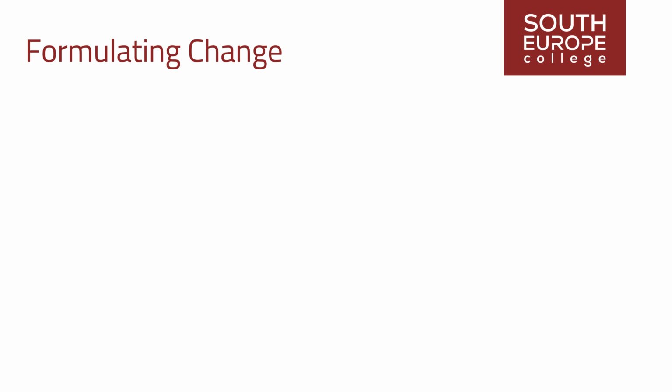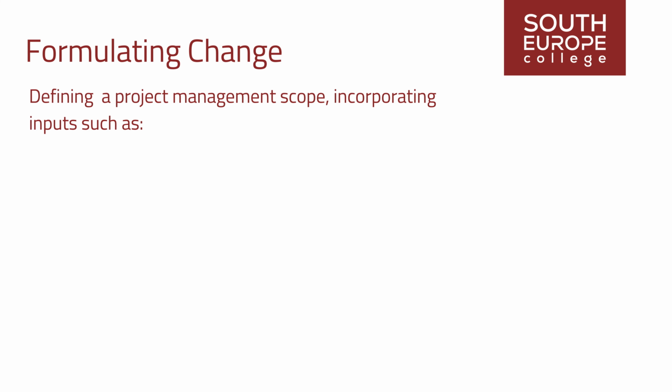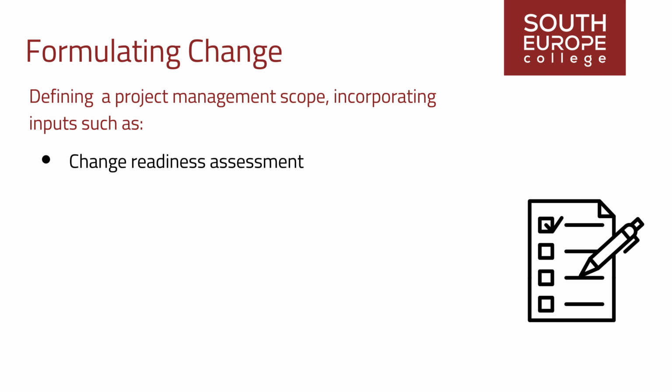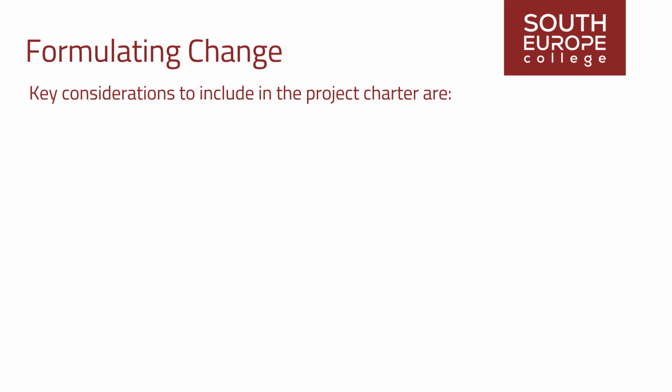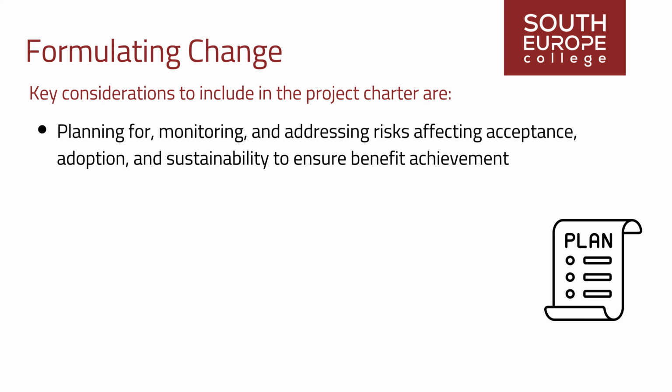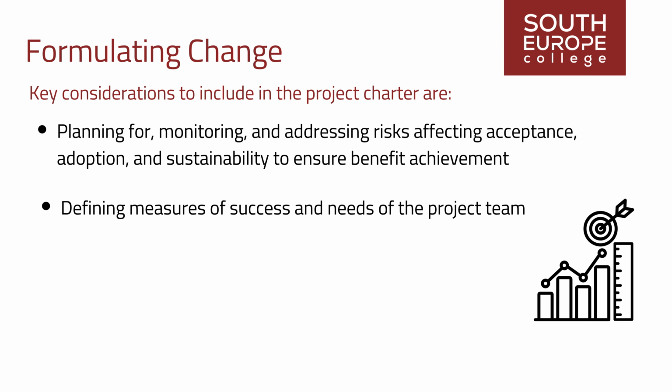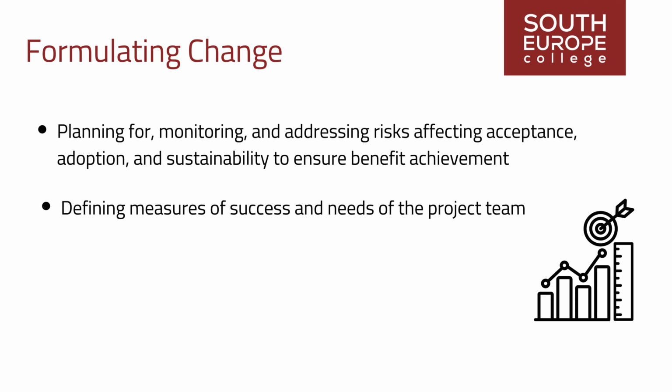Defining the change management scope parallels defining a project management scope, incorporating inputs such as change readiness assessment and agreements for coordination with program management. Key considerations to include in the project charter are planning for, monitoring, and addressing risks affecting acceptance, adoption, and sustainability to ensure benefit achievement. Defining measures of success and needs of the project team to establish methods for measurement and adapt project results throughout the project.